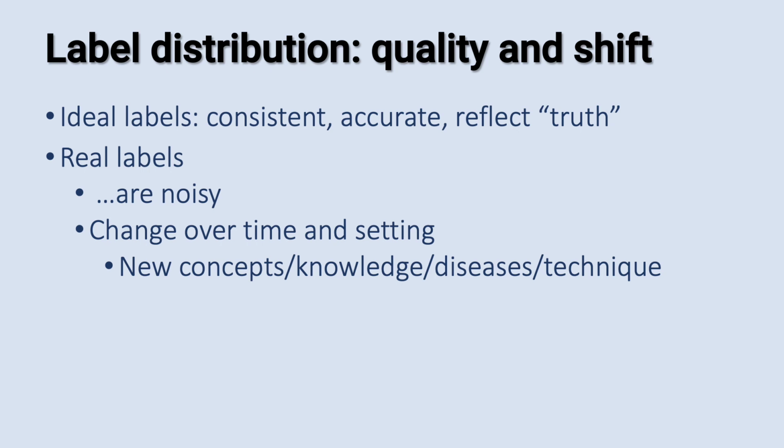We talked a little bit about label distribution. When you're trying to train one of these algorithms, you need the images, and then you need labels if you're doing supervised learning. Now, the ideal labels are consistent, accurate, and reflect the truth of what's going on. But in reality, these labels are noisy and they change over time and setting, either because we get new concepts about the diseases, or the disease itself changes, or the people who are doing the labeling change their mind, or they have different levels of expertise.